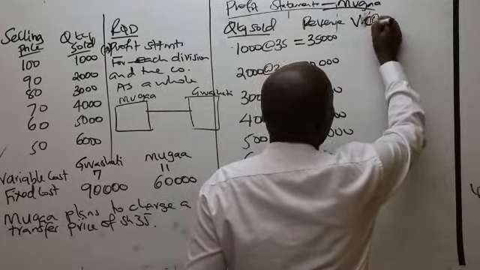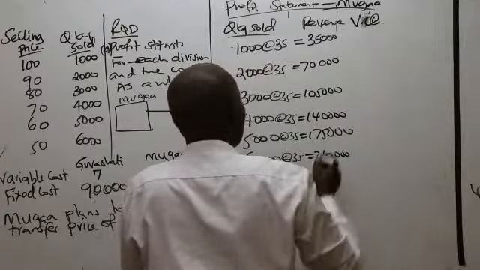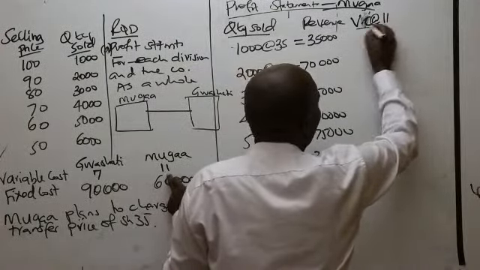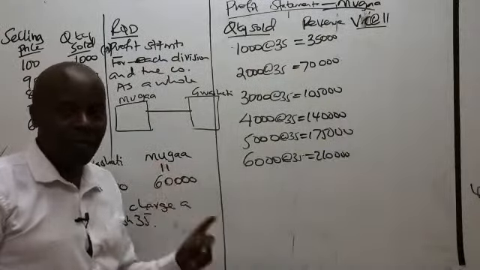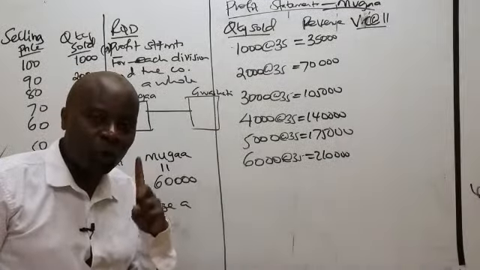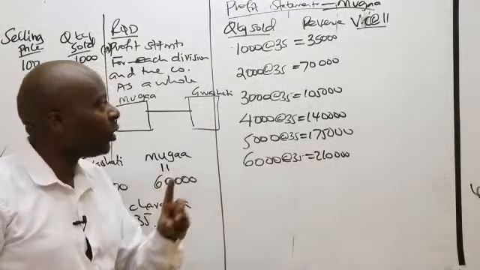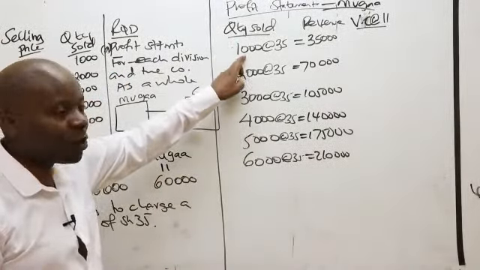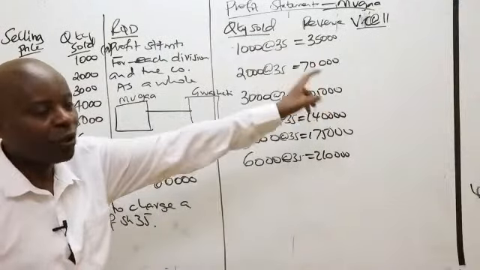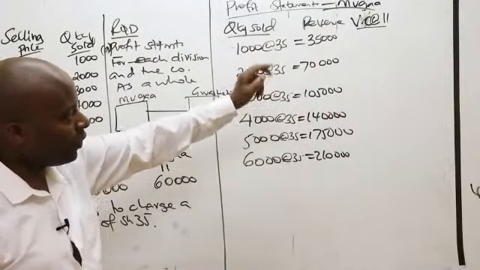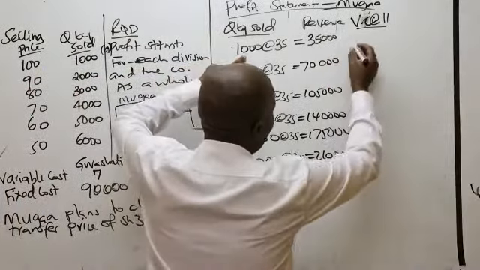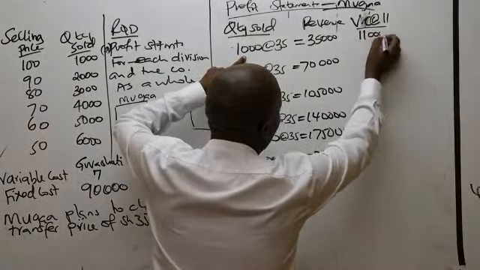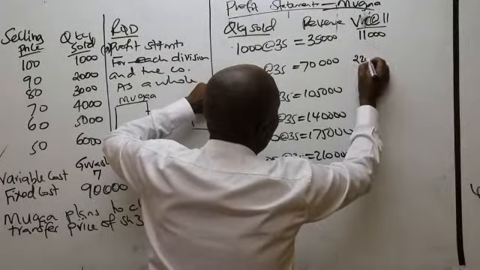I can see Muga's variable cost is 11 per unit. So what we need to do to get the variable cost is take the quantity produced times 11. So the variable cost of Muga, the first one here, will be 1,000 times 11. That gives us 11,000.